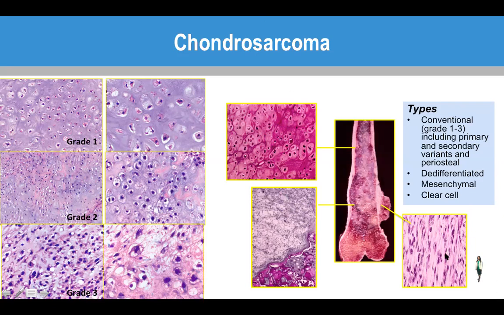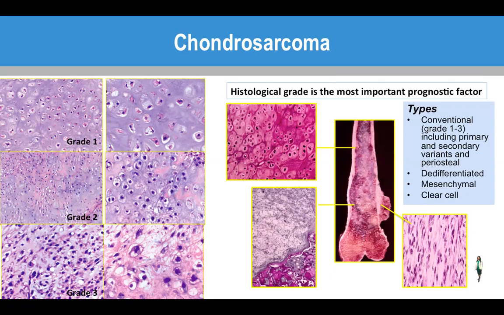But once you have this dedifferentiated component, this particular sample is going to be labeled as dedifferentiated chondrosarcoma instead of conventional chondrosarcoma. So the pathologist's job is to give the tumor type and also the tumor grade, because the histological grade is the single most important prognostic factor. For the most part, chondrosarcoma is a surgical disease. It's different from osteosarcoma.